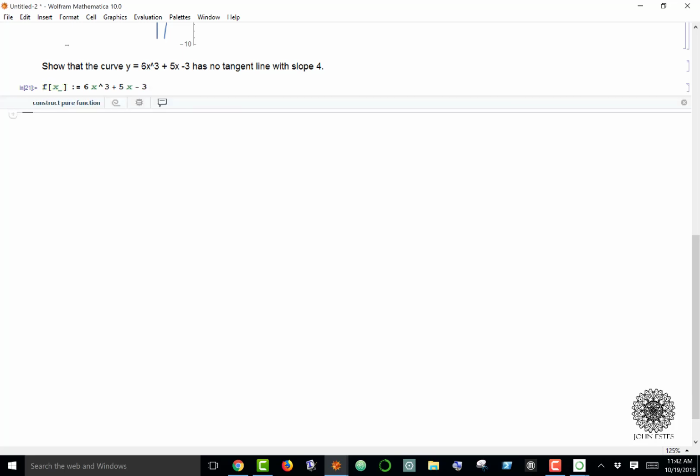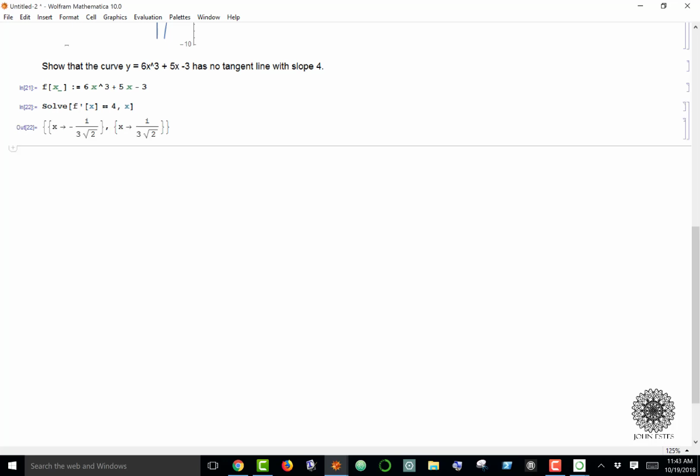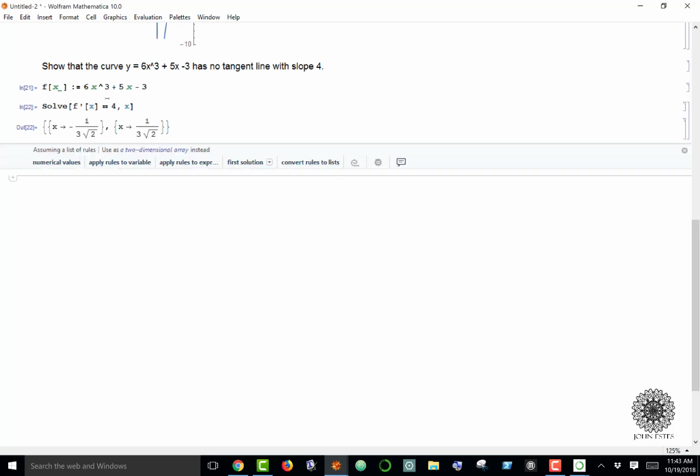Now what I need to do is figure out when the derivative of this function equals 4. So I'm going to solve f prime of x equals equals 4, and I want to solve that for x. Okay, and the solutions I get here are both complex numbers. So that tells me that in terms of the real plane, I have no tangent line with slope 4.